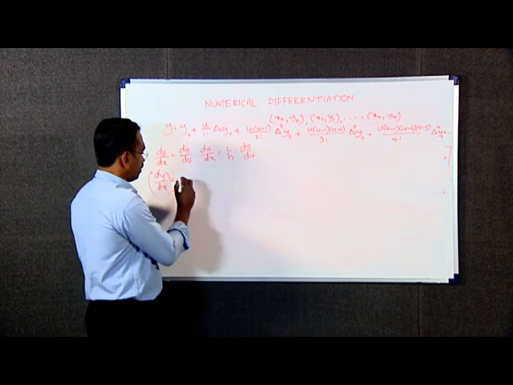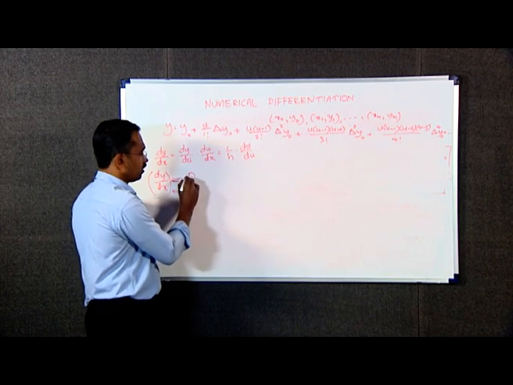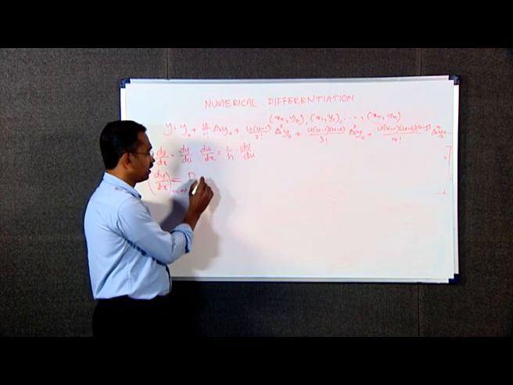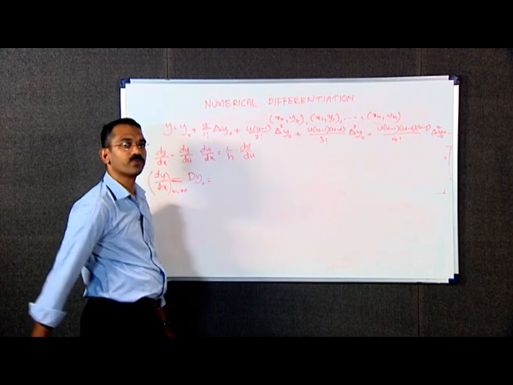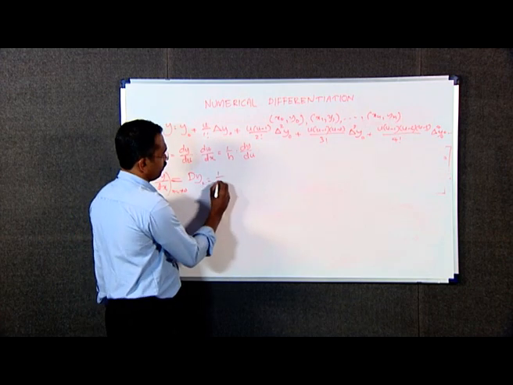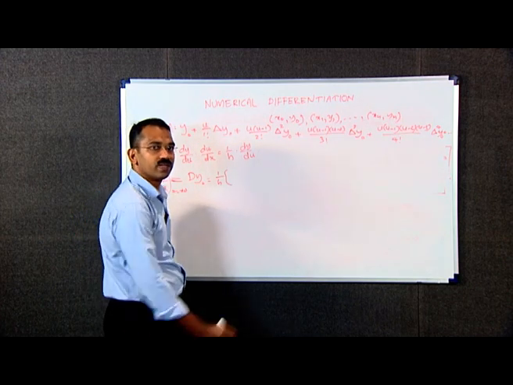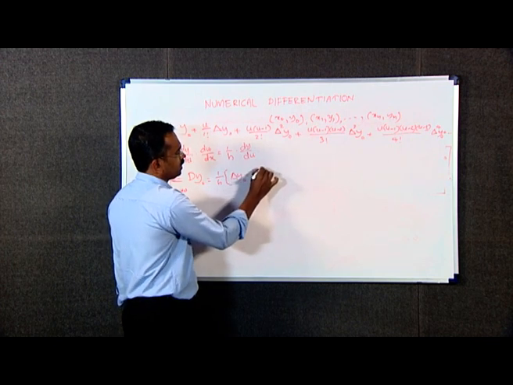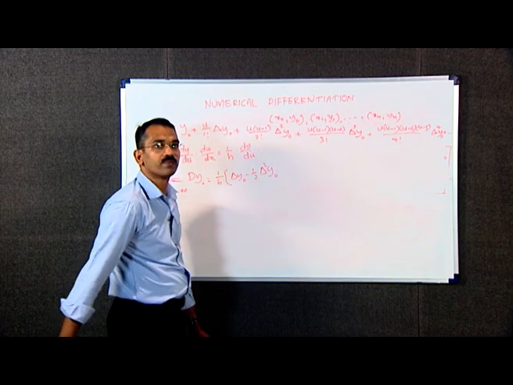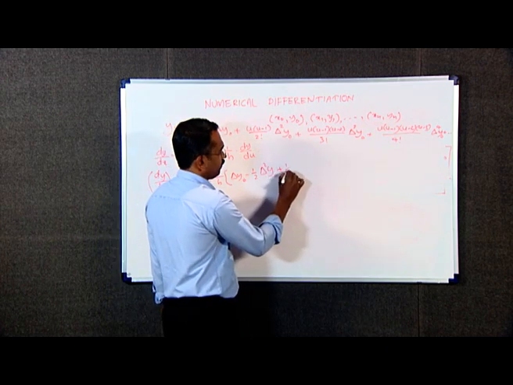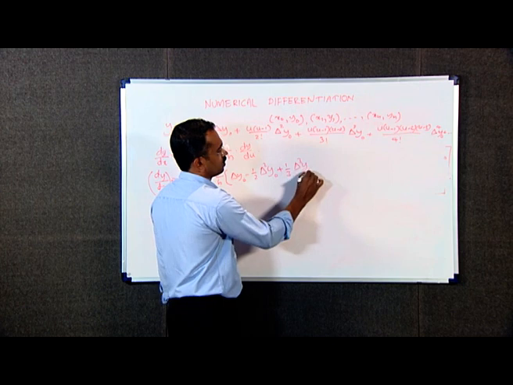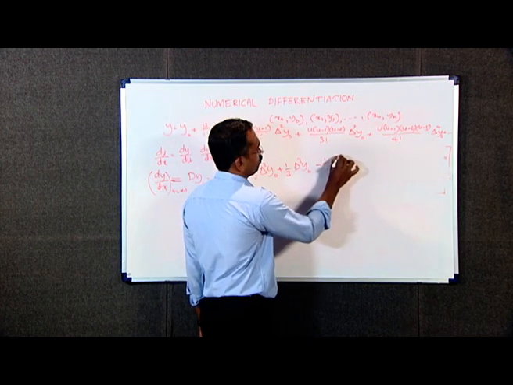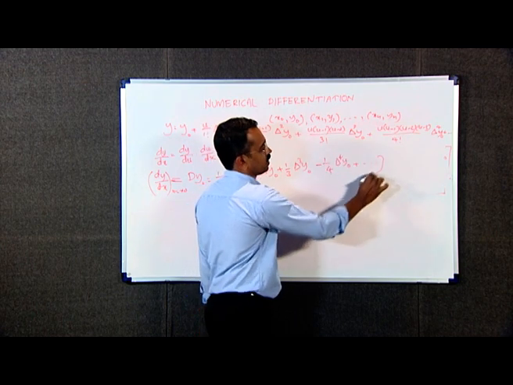is equal to, we can use the differential operator. The symbol of the differential operator is capital D. D y naught is equal to 1 by h into delta y naught minus 1 by 2 delta square y naught plus 1 by 3 delta cube y naught. Next is minus 1 by 4 delta raised to 4 y naught plus etc.